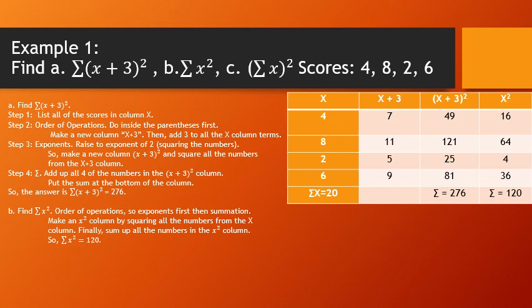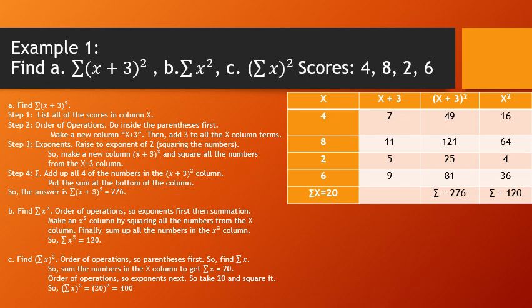So I would take the original numbers 4, 8, 2, and 6, and I would square them all and put those answers in a new column called x squared. I would end up with 16, 64, 4, and 36. And finally, for part B, I need to do the summation of that x squared column. I add those four numbers up, I get 120. That's my answer. Now let's look at part C.